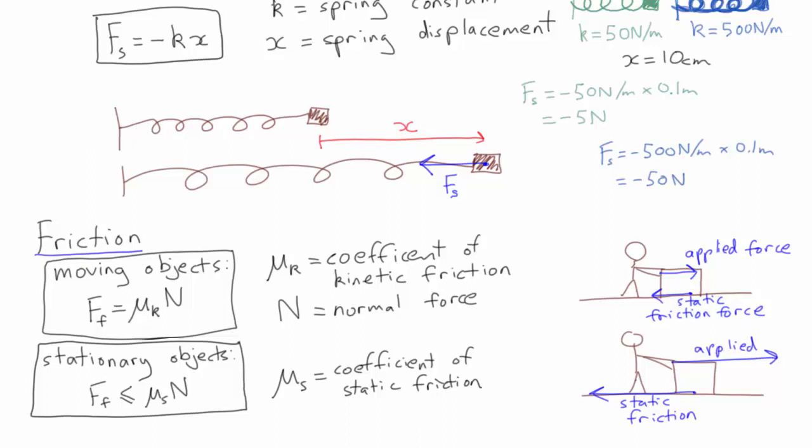You can see in this case for a stationary object, the frictional force varies depending on what the applied force is. But the static friction is always less than or equal to mu s N. Once the applied force is greater than mu s N, the object will accelerate, and the frictional force will be given by the equation for moving objects.